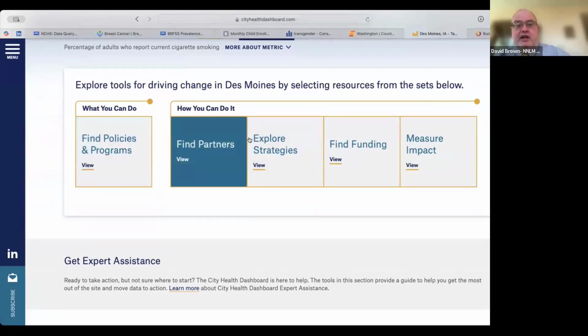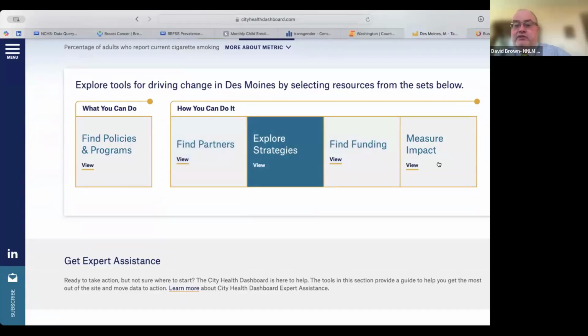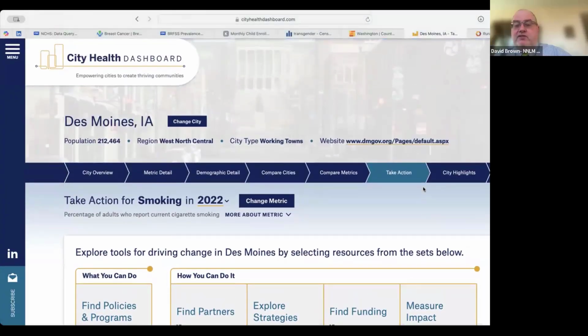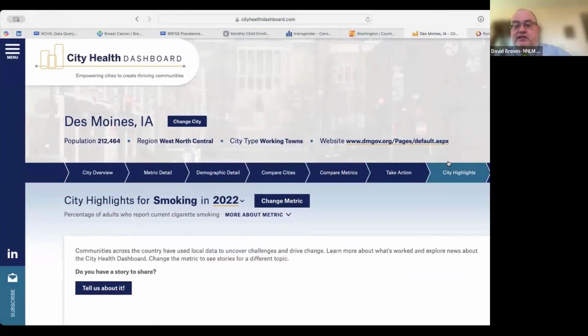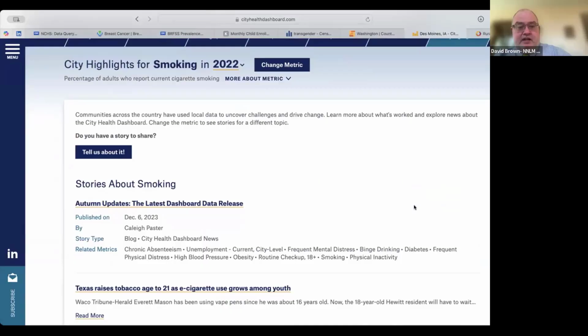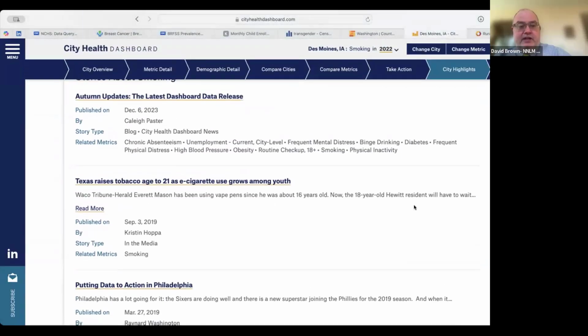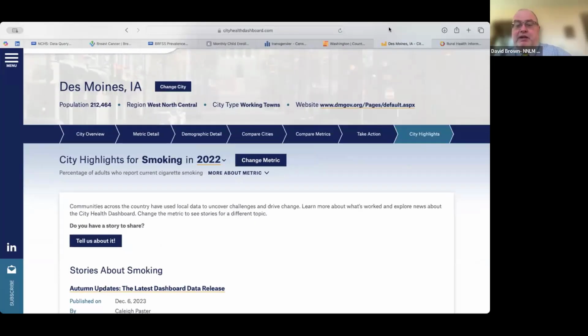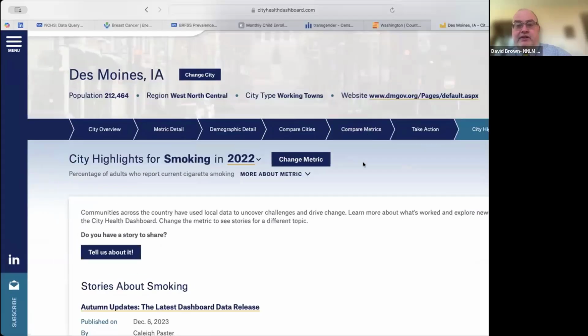What are some policies? What may be some of your partners? What are some of the strategies you can do, and how are you going to measure your impact? So it's a good little resource here that you can use. You can then look at some of those highlights that are going on across. It's not necessarily just in Des Moines, but there's just a lot of resources here.